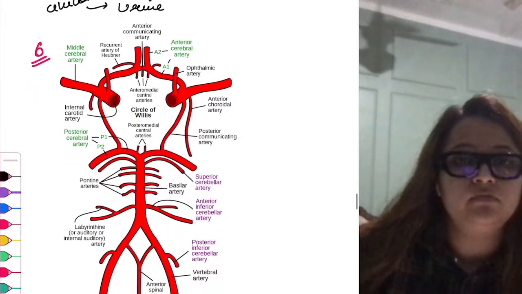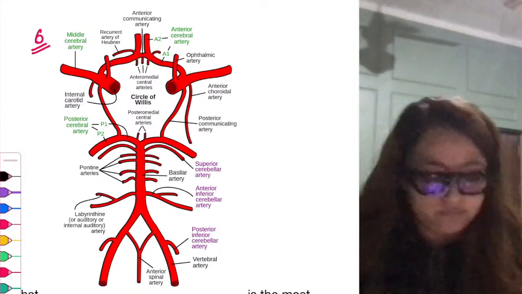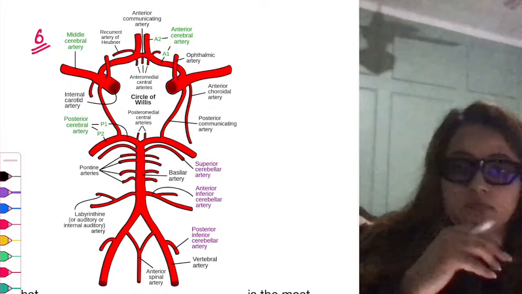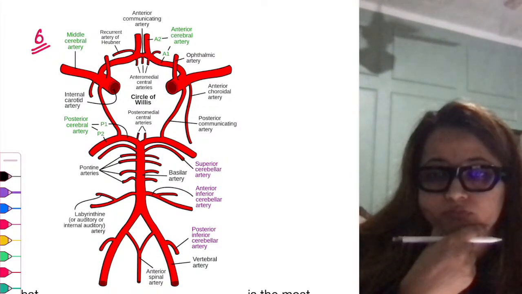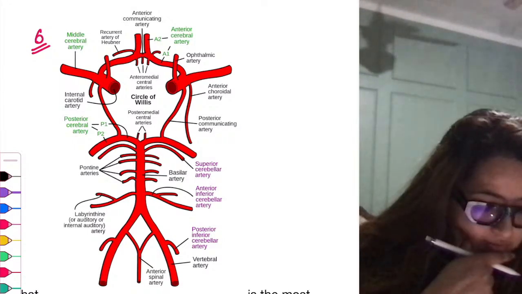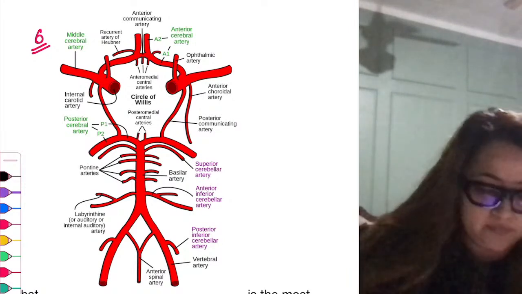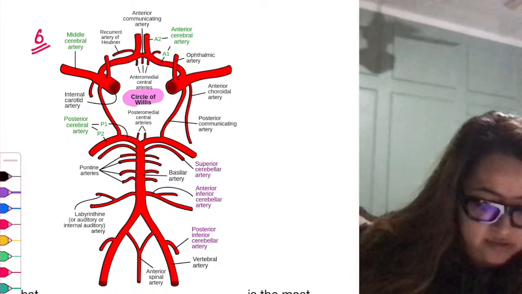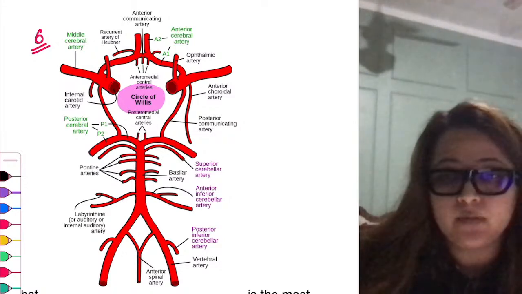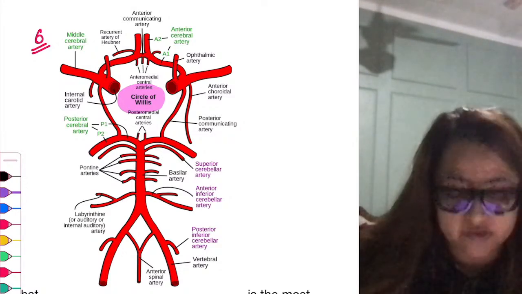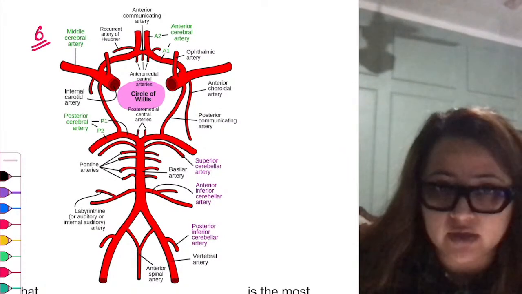If you can see here, what is this picture showing? Anyone? It is written in front of you. Yes, the picture shows the circle of Willis. So this is also very high yield. Let us talk about the important points here. What is the circle of Willis and what is the clinical significance?